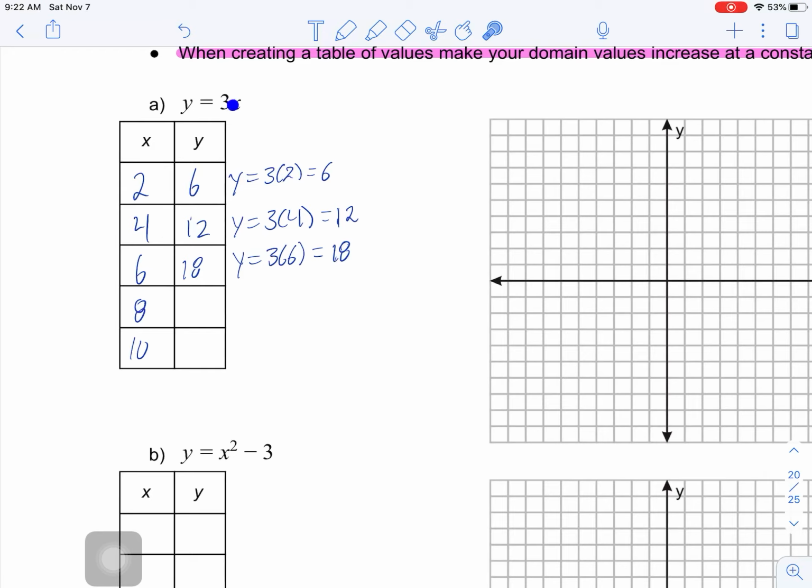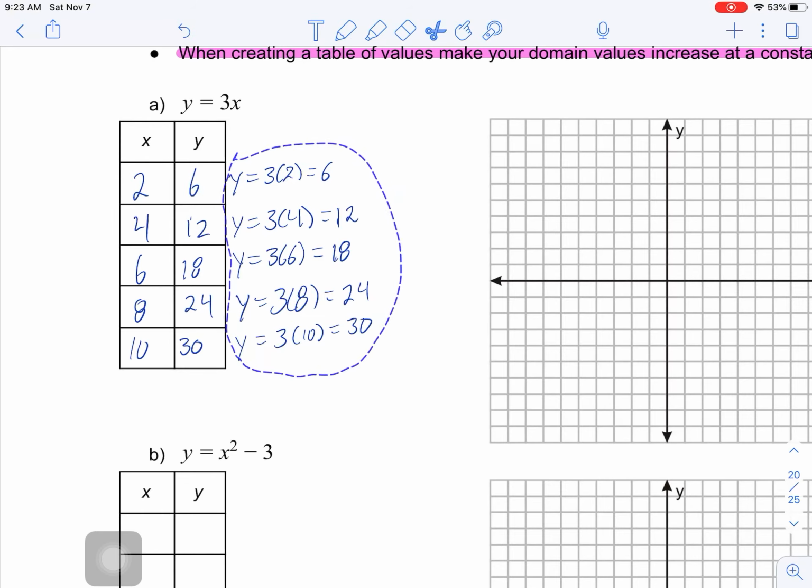And now we're going to replace x with 8. So y equals 3 times 8. And what is 3 times 8? Well, 3 times 8 is 24. And finally, y equals 3x. I'm going to replace x with 10. So y equals 3 times 10, which is 30.